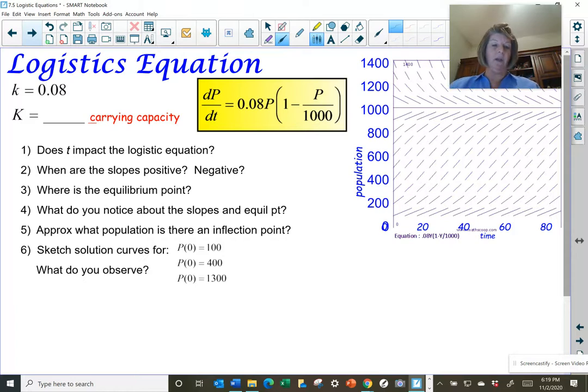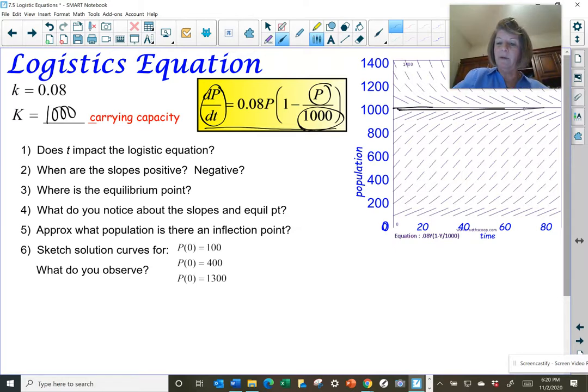All right, the logistics equation is given to us in the yellow here. Could you tell me what the carrying capacity is? Well, carrying capacity is when I take this rate down to 0, right? What would mathematically make that happen? When P approaches 1,000. So I know my carrying capacity is 1,000, and here you can see the horizontal line that the slope field is directed towards.